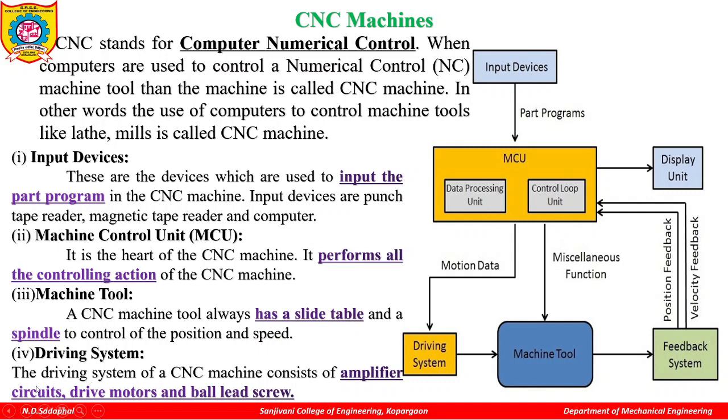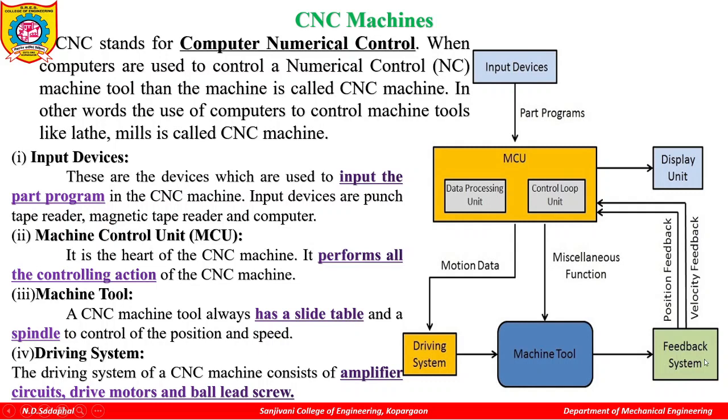Then the driving system. The driving system of a CNC machine consists of an amplifier circuit and drive motor. You want to move a spindle, you want to move a table. To give that motion to the spindle and table, there is a drive motor. The table you want to move, there is a lead screw to give motion to the table. So all these drive systems will perform all the motions. The machine tool will understand the different motions, and those motions are given by the drive system. Then the machine tool will send a feedback.